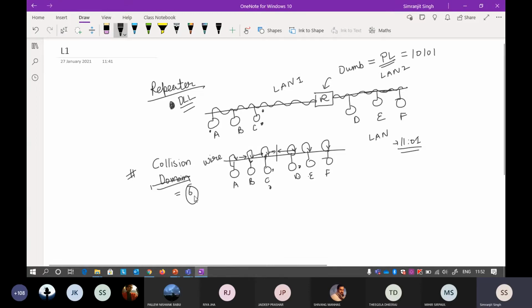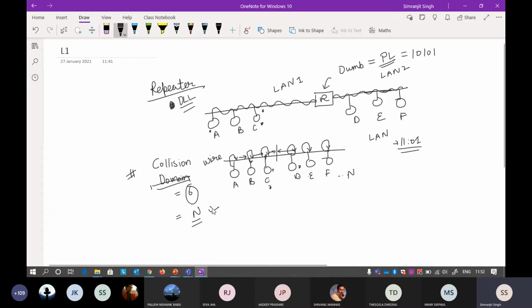So that is why I'm saying that if 6 devices are connected with a wire, there is no repeater, not anything, the worst case is that these 6 devices can participate in a collision. Okay, so if n devices are connected here, the collision domain of a wire will again be n.